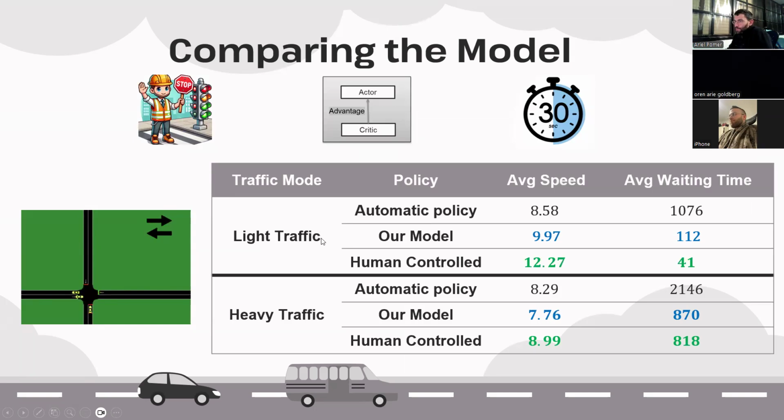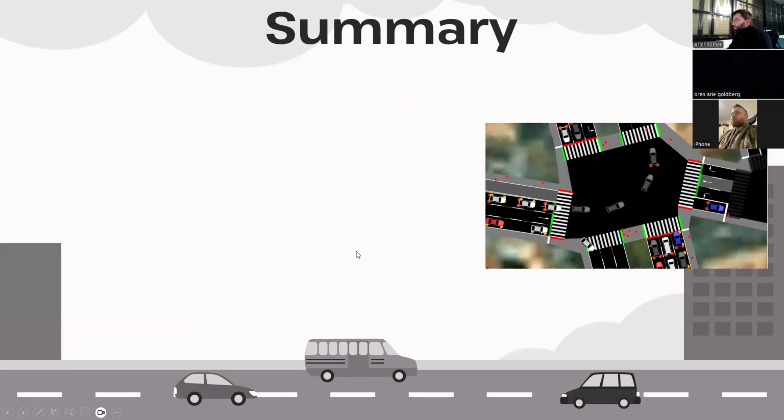For light traffic scenario, we could see a big difference. The automatic policy did really bad. The model was decent and the human was the best. For heavy traffic, the difference between the model and the human was not so big. This is probably because switching randomly the traffic lights resulted in fair traffic for all lanes.